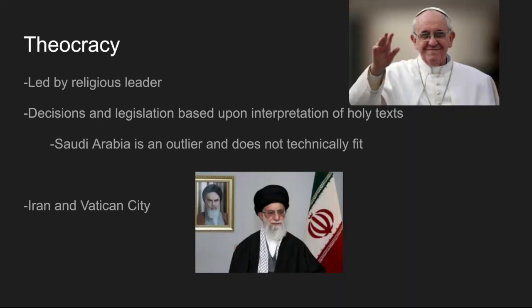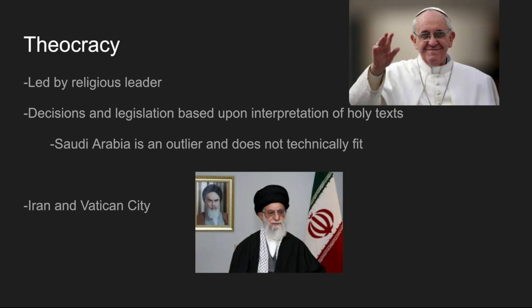Then we've got theocracy. This is a short one. There are 1.5 theocracies in the world. They are led by a religious leader. Their laws, their decisions are based on interpretation of holy texts. Saudi Arabia is almost a theocracy, as their law is based on the Quran and only the Quran, but it doesn't really fit because, as we established earlier, they're a traditional monarchy. They have a king, and he calls the shots. It is not run by a religious leader.